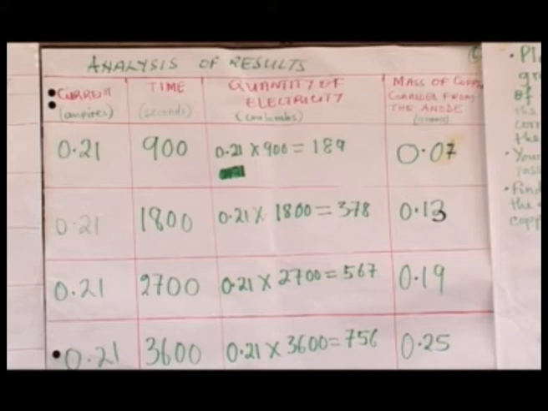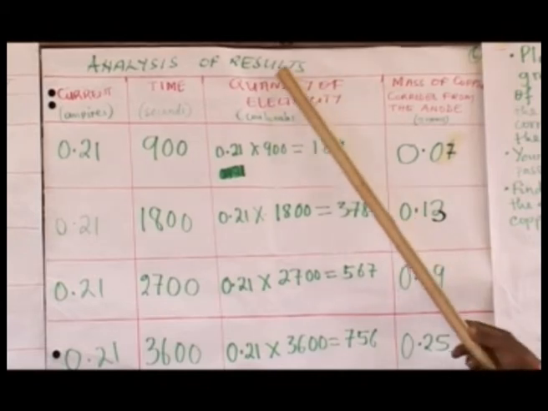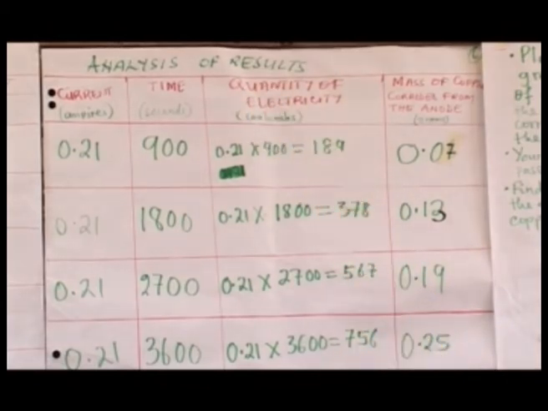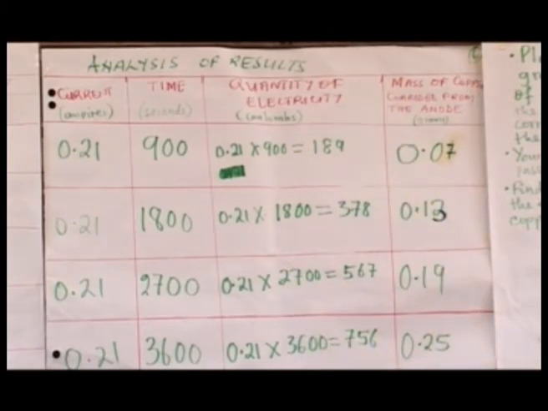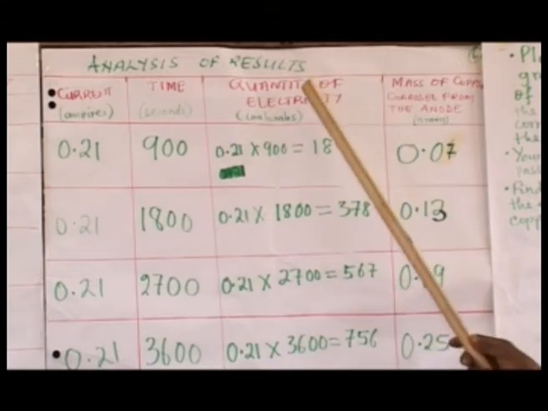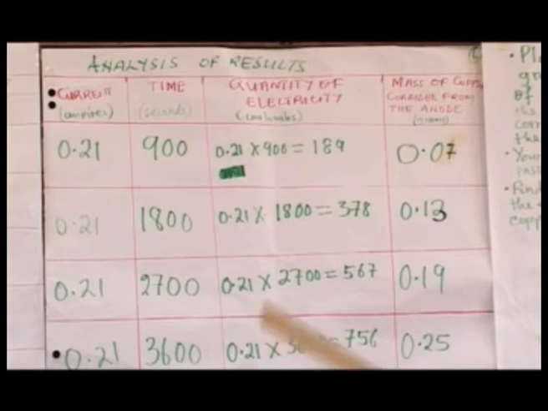What you will have to do now is to relate the quantity of electricity supplied with the mass of copper corroded from the anode. Because this relationship is the relationship which Faraday did, because he related the quantity of electricity supplied with the mass of the substance corroded or liberated in the electrodes.